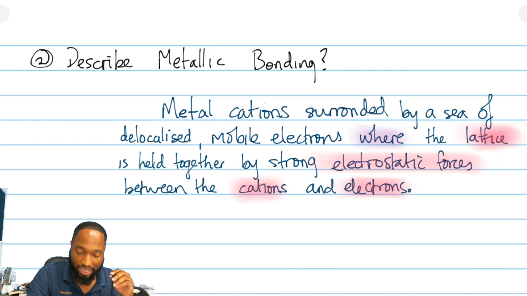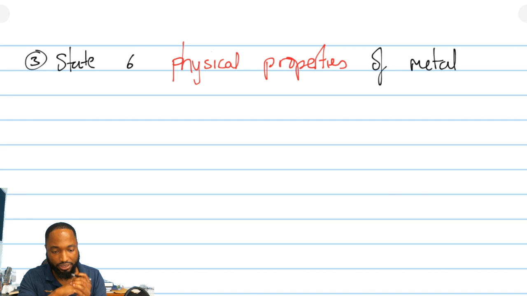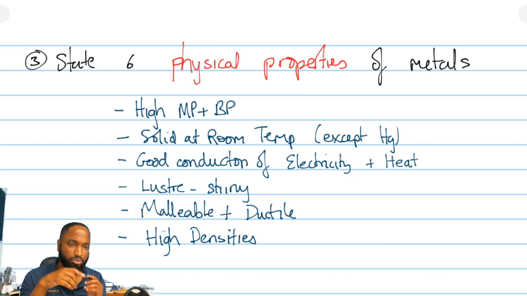All right. And lastly, six physical properties of metals. Well, we have this one called long time, right? So high melting point, solid at room temperature.